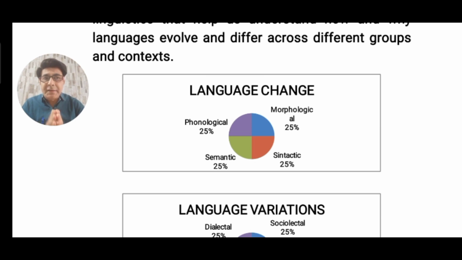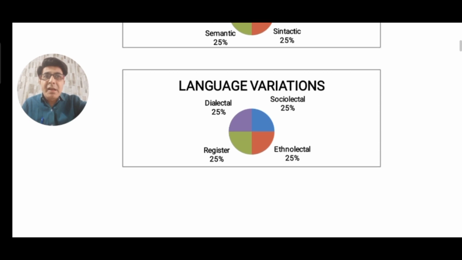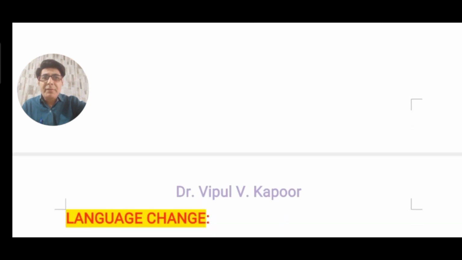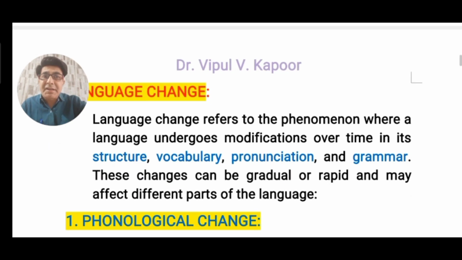Now look at this screen. Here you can see, there are basically four types of language change, and they are phonological change, morphological change, semantic change, and syntactic change. Okay, we are going to discuss them in detail, and at the same time there are four types of language variations, and they are dialectal variation, sociolectal variation, register variation, and ethnolectal variations. Okay, so one by one we are going to discuss them in detail.